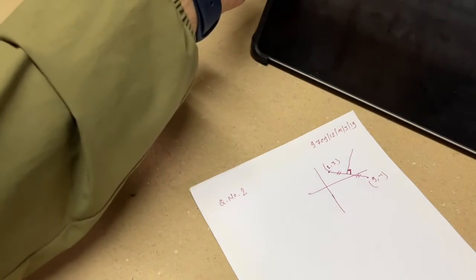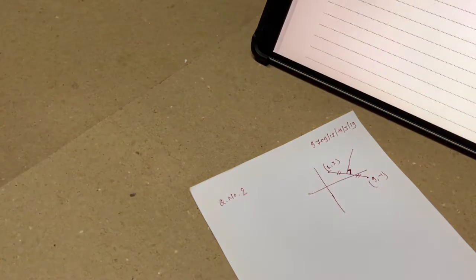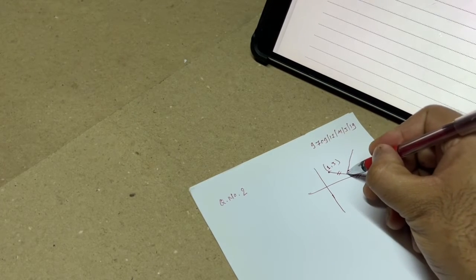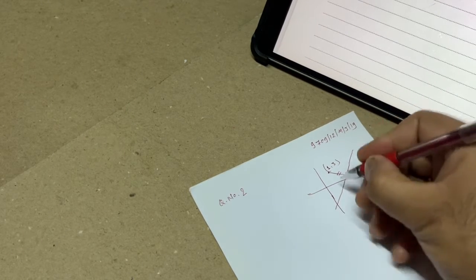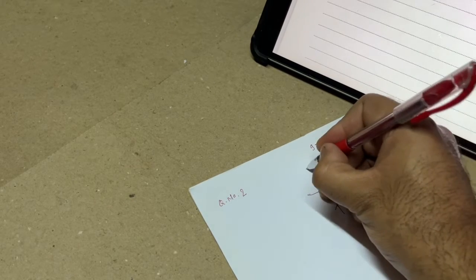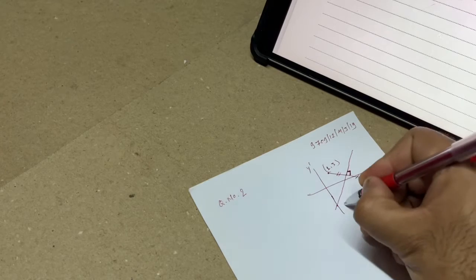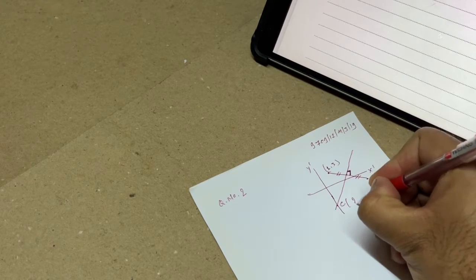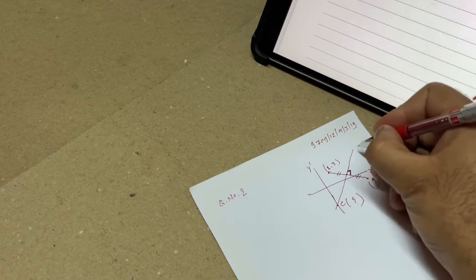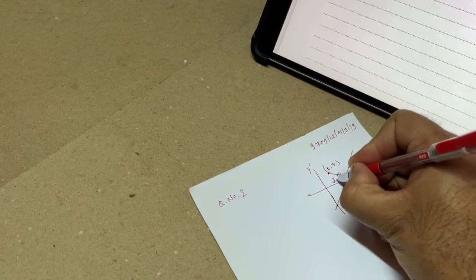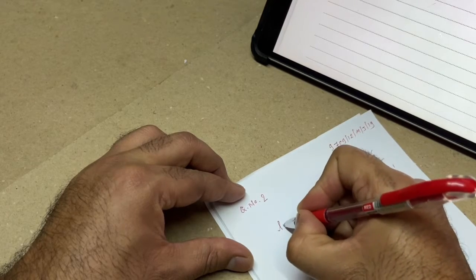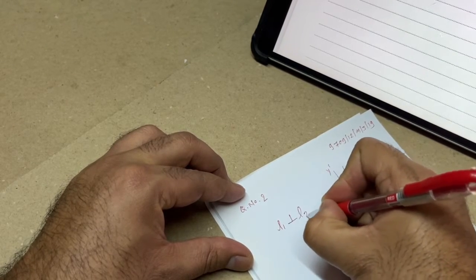According to the question, the perpendicular bisector of AB intersects the y-axis at the point C. If this line keeps on going, it intersects the y-axis. This is the y-axis, this is the x-axis, at C, right? So how do you calculate the coordinates of point C? Let us suppose this line is L1 and this line is L2. According to the question, L1 is perpendicular to L2.